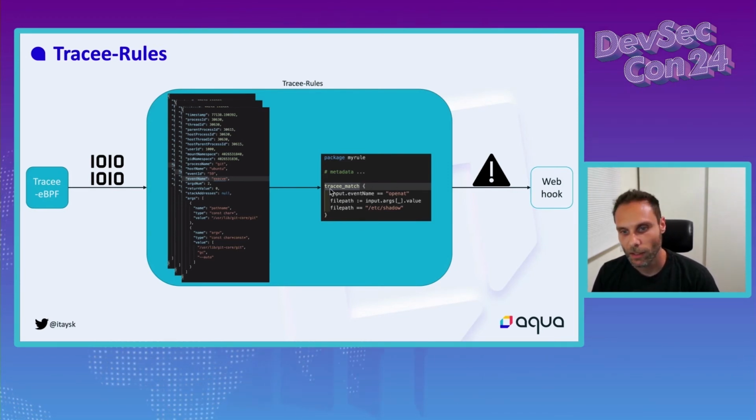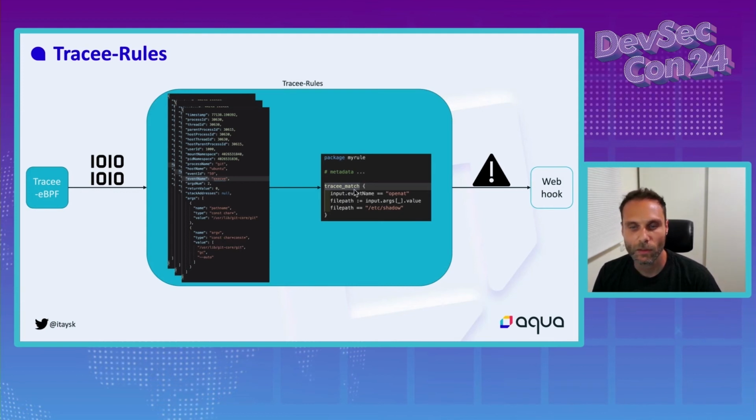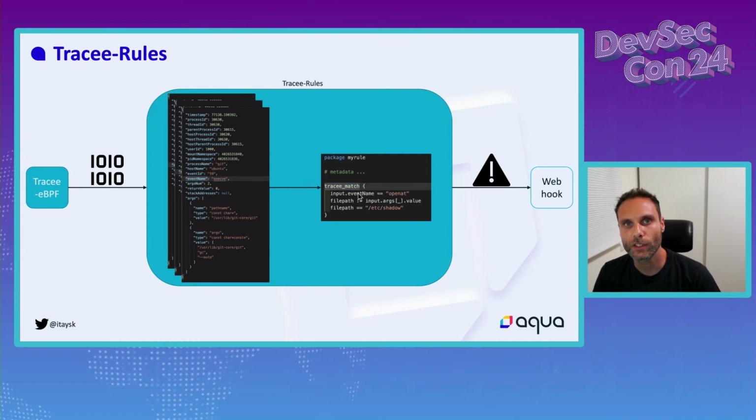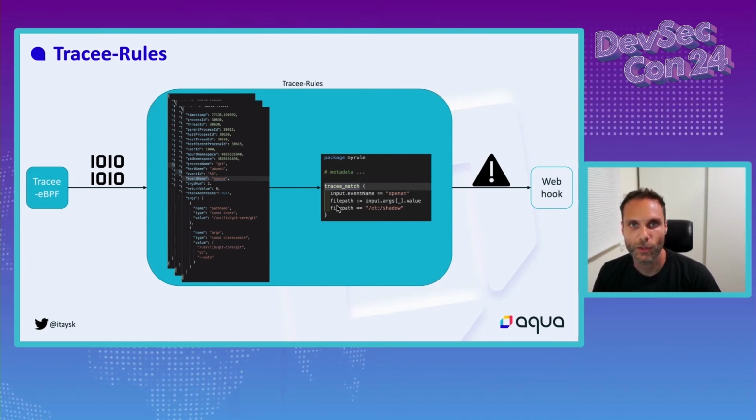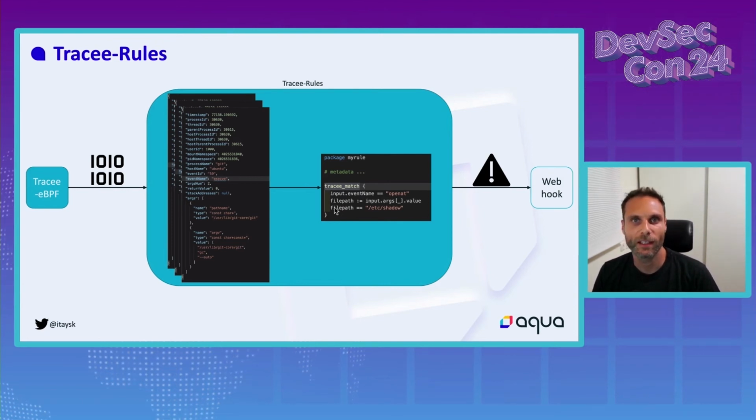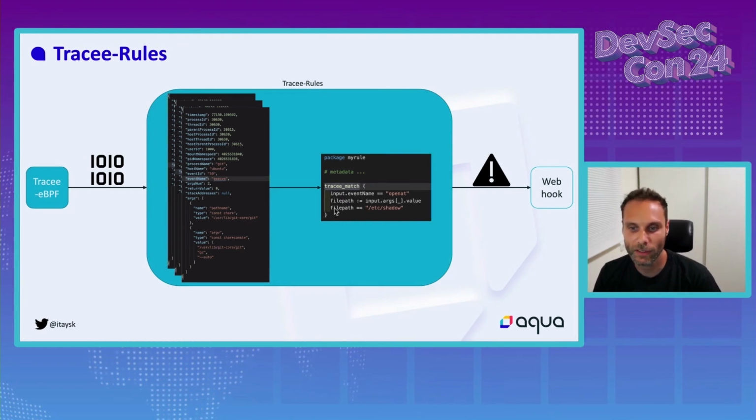You create a rule that is called Tracee_match. And within this rule, you just give us a list of conditions that need to be matched in order for this signature to detect. So think of it like a big if-else statement where you are only required to provide what's inside of the if. What are the conditions that you are interested in? And you have access to the input here.